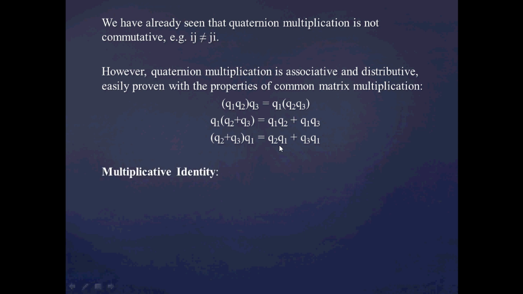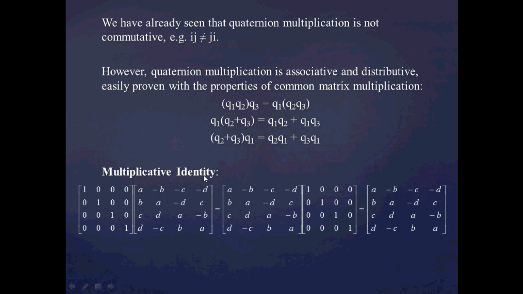And furthermore, we can examine what the multiplicative identity and what the multiplicative inverses are. Now, the multiplicative identity is quite simple. Now that we're thinking of matrices, what's the multiplicative identity in terms of matrices? Well, it's just this matrix over here, where the ones are all along the diagonal. This is the 4x4 identity matrix.